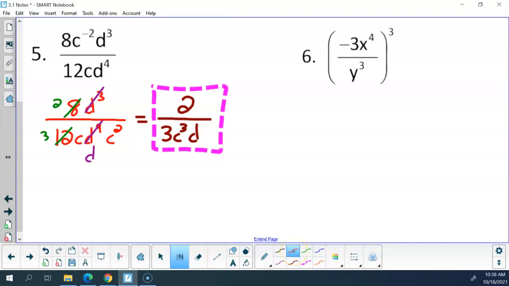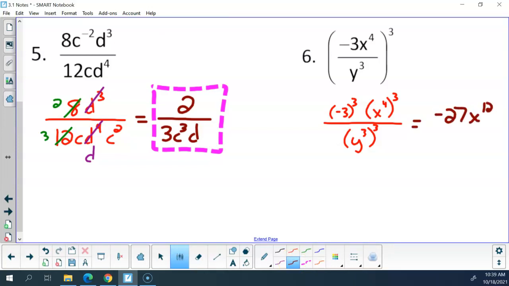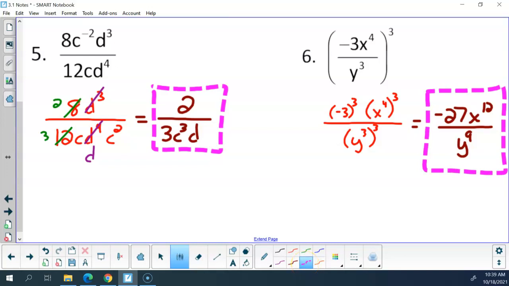So this one should be negative 3 cubed x to the 4th cubed all over y cubed cubed. So that's going to be negative 27 x to the 12th all over y to the 9th. I should write this down. Right, so you can have a negative number, but we can't have negative exponents.